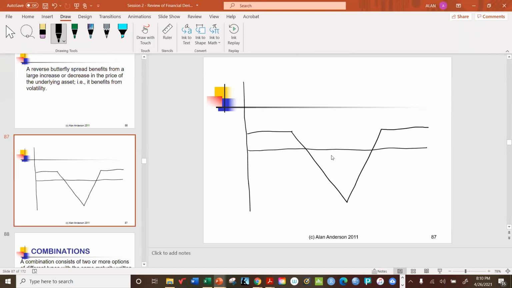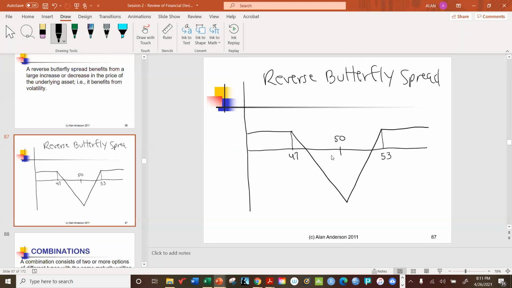So it's just upside down. Here's 50. Here's 47. And here's 53. This is what we call a reverse butterfly spread. Now, if you notice here, we can only make money.